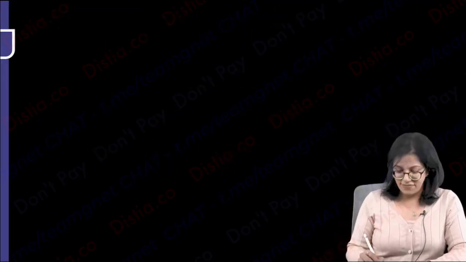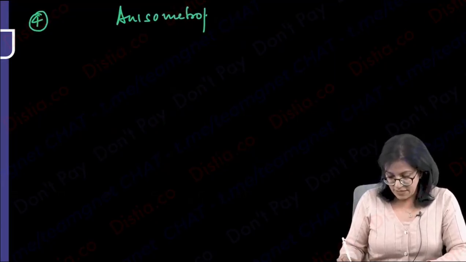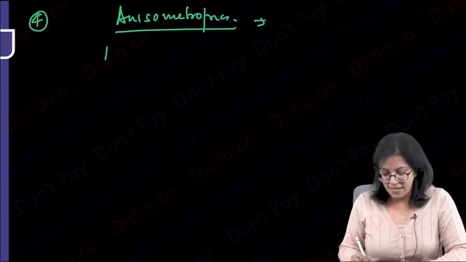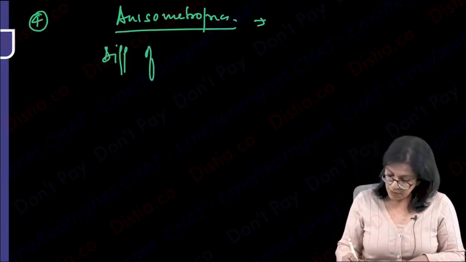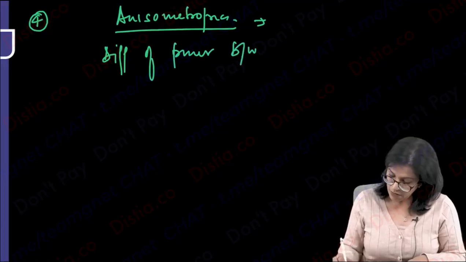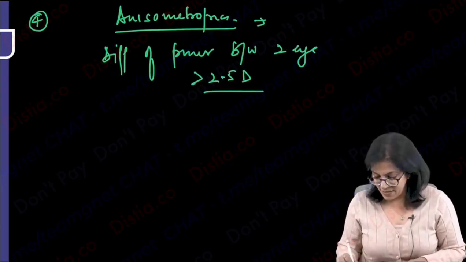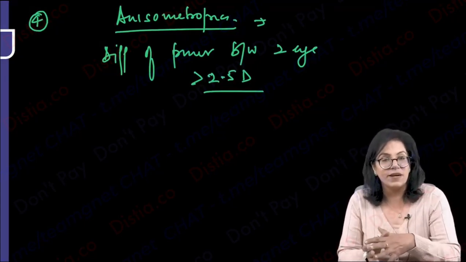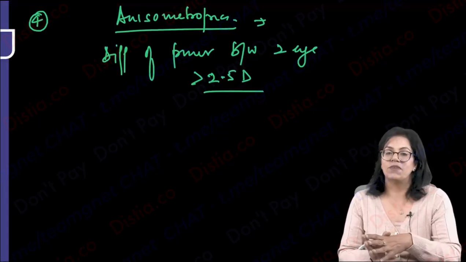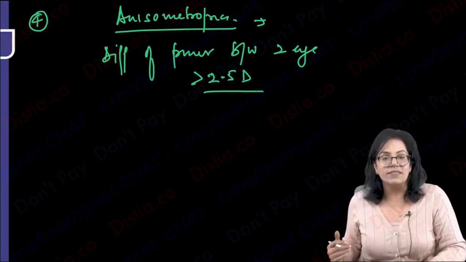What is the next error we learned in our list? It was anisometropia. What is anisometropia? Difference of power between the two eyes. I have actually mentioned this in the introduction. Difference of power between two eyes of more than 2.5 diopters. This is what is anisometropia. Okay, so what is anisometropia? When there is a difference of refractive power between two eyes of more than 2.5 diopters. Again, you have to just correct the refractive error in each.